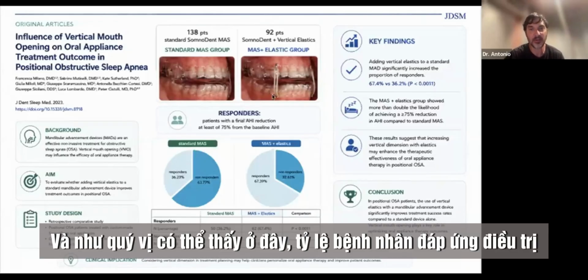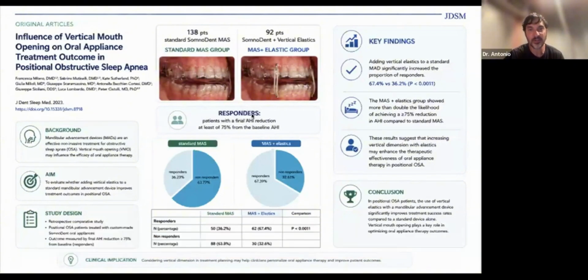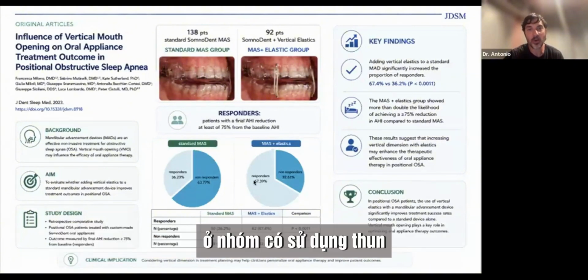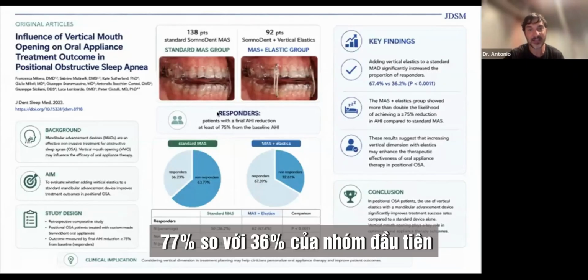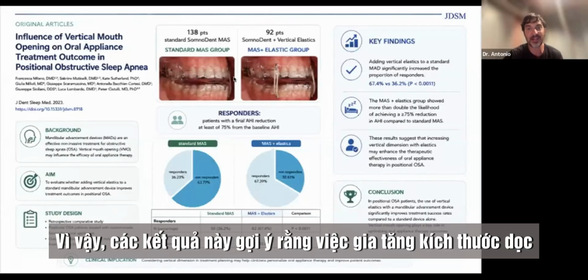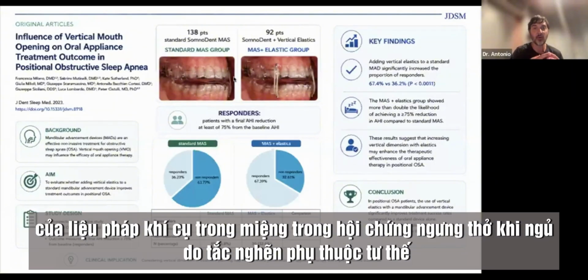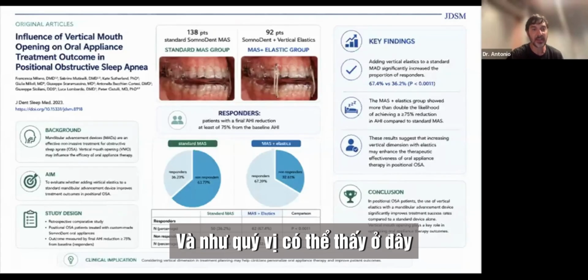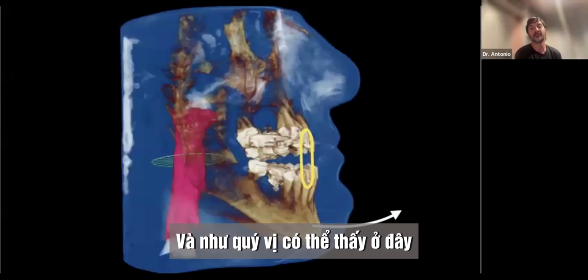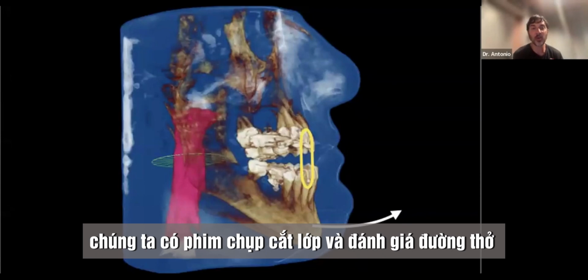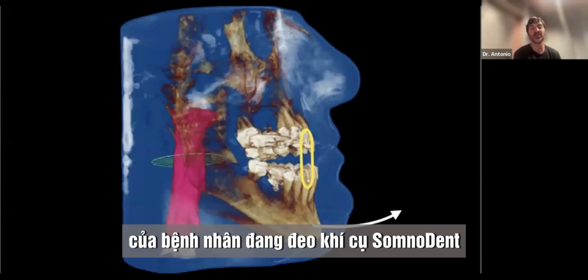And as you can see here, the responders with the elastics were 77% as compared to 36% in the first group. So these results suggest that increasing vertical dimension with elastics may enhance the therapeutic effectiveness of oral appliance therapy in positional OSA. And as you can see here, we have the tomographic examination and the airway evaluation of the patient who is wearing a Somnodent device.